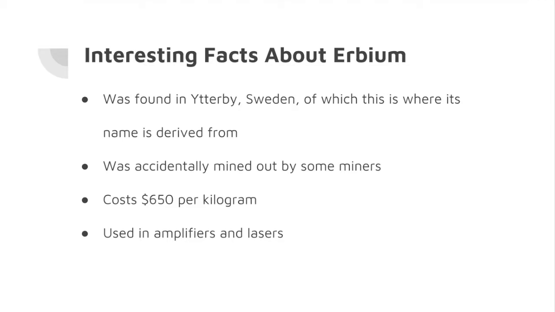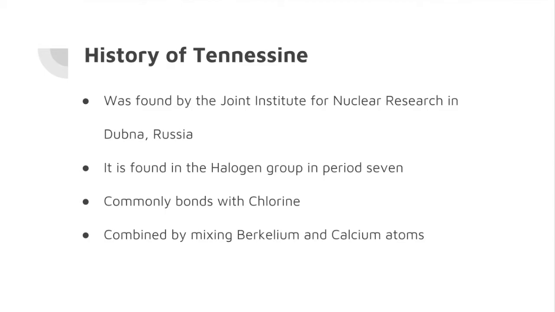Some interesting facts about erbium is that it was found in Erby, Sweden, or Ytterby, Sweden, which is where the name originated from. Erby and erbium is how the name came up. It was accidentally mined out by some miners as Carl went to the mining site, as they did not know what the element was, and he had discovered the element and put it on the periodic table for what it is today. It costs $650 per kilogram, which makes it very expensive in today's market, and it is used in amplifiers and lasers. The next element will be tennessine.